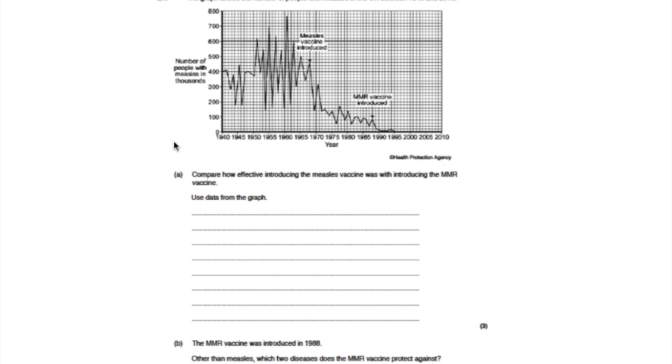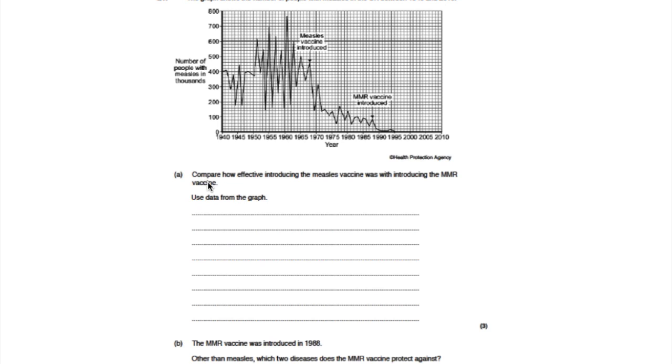Hello. Here I'm going to talk you through two questions on vaccination. So straight away, starting with question one, just reading through. The graph shows the number of people with measles in the UK between 1940 and 2010. So the number of people with measles in thousands going up the side, and the year along the bottom.